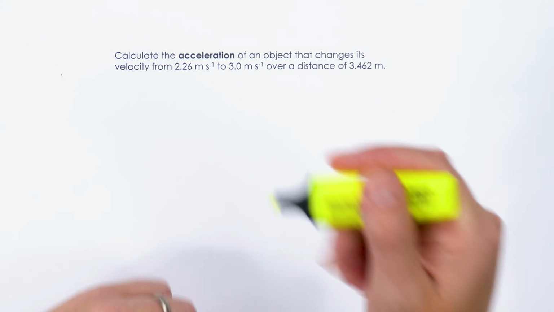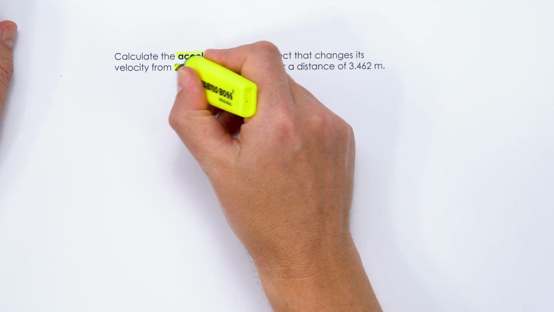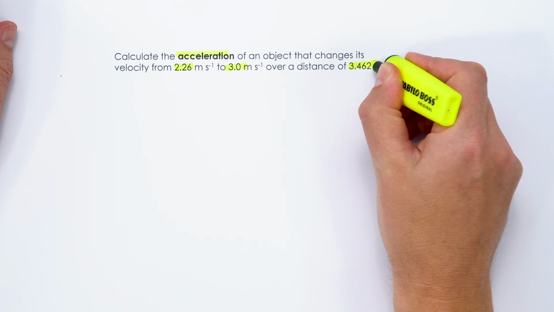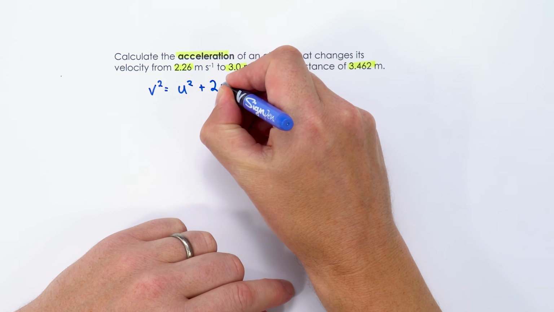So in this example question here, we need to calculate the acceleration of an object, and it changes its velocity from this value to this value over this distance. So we need to work out the acceleration. Now to do that, there's going to be an equation that we're going to use. This one happens to be v squared is equal to u squared plus 2as.